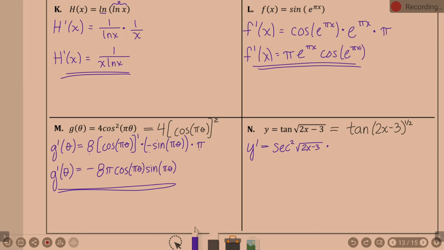You have something raised to the 1/2, because this is my inside piece of tangent. How do you do the derivative of something raised to 1/2? Move it up front. So it's going to be 1/2, to the still 2x minus 3, subtract 1, so it's a negative 1/2. Am I done? No, you must move inside. Whatever was raised to the power of 1/2, the inside of that is 2x minus 3. Derivative of 2x minus 3? 2.